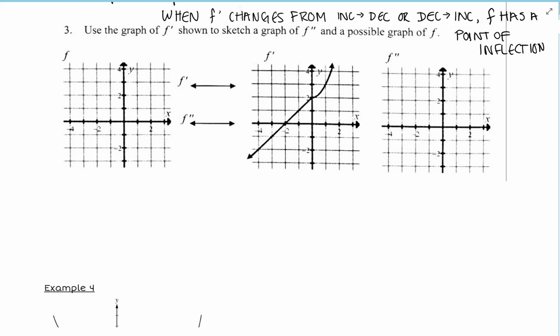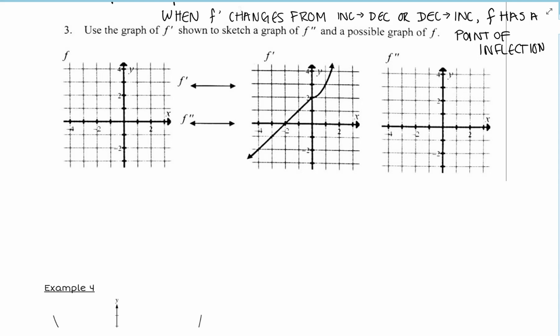Example 3 is asking us to use the graph of f prime shown to sketch a graph of f prime prime and a possible graph of f. To begin, we are going to fill out our f prime number line based on where the f prime graph is positive and where it is negative.